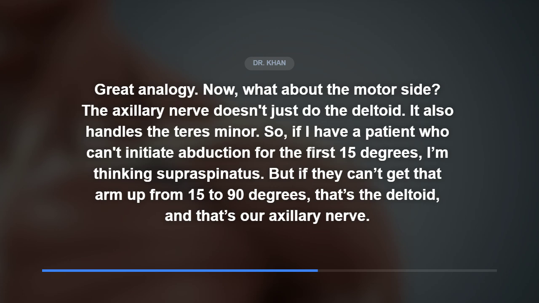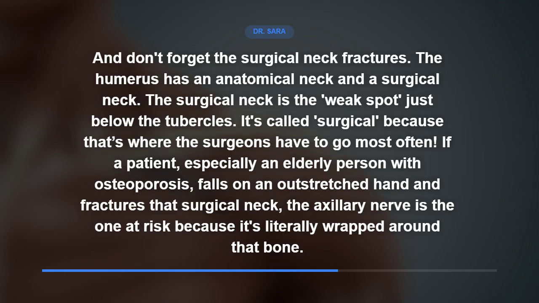Great analogy. Now, what about the motor side? The axillary nerve doesn't just do the deltoid. It also handles the teres minor. So if I have a patient who can't initiate abduction for the first 15 degrees, I'm thinking supraspinatus. But if they can't get that arm up from 15 to 90 degrees, that's the deltoid, and that's our axillary nerve.